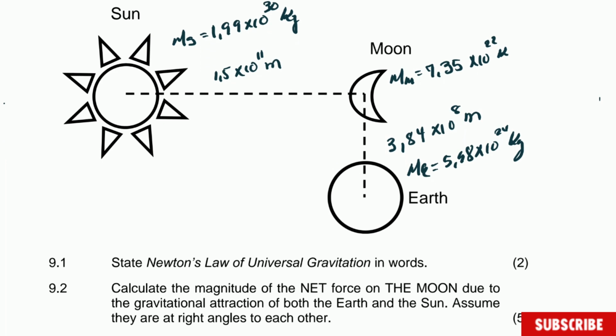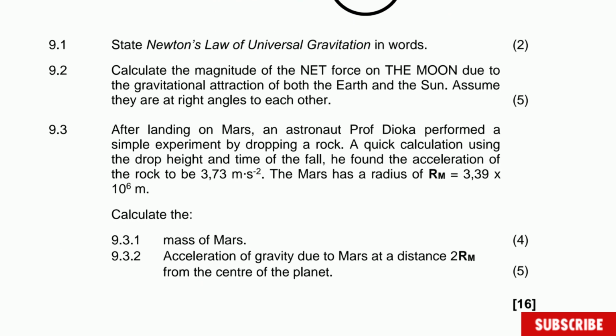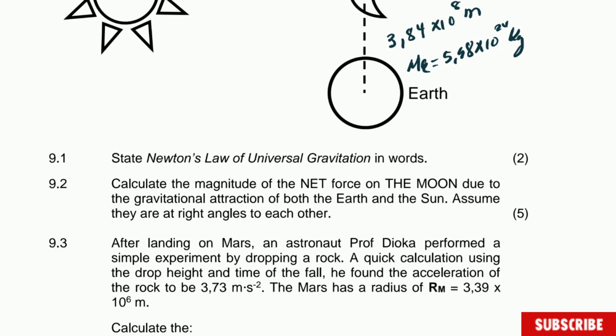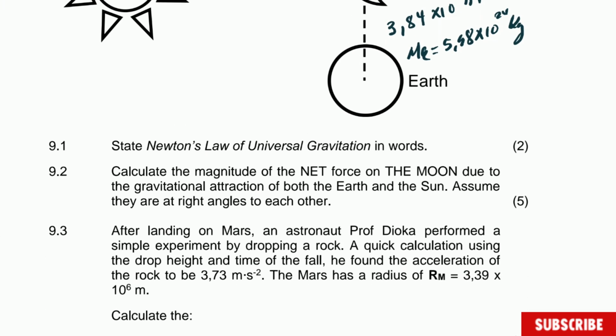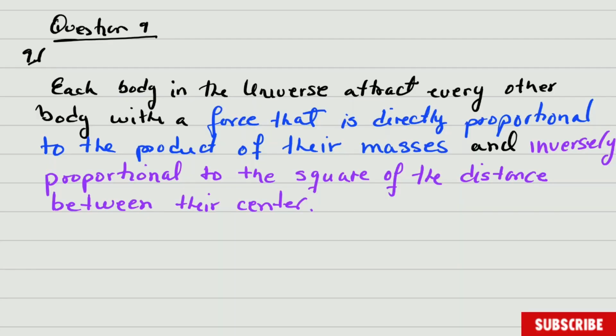And now question 9.1, state Newton's law of universal gravitation in words. The law of universal gravitation states that each object in the universe attracts every other object or body with a force that is directly proportional to the product of the masses. In symbols, we can say that the gravitational force, this attractive force, is directly proportional to the product of the masses.